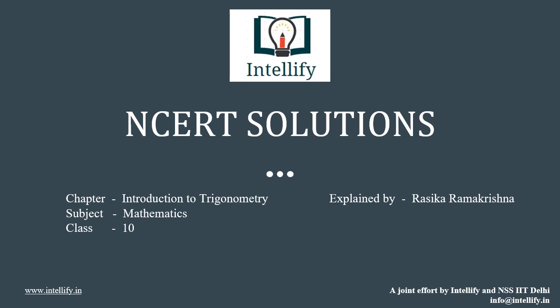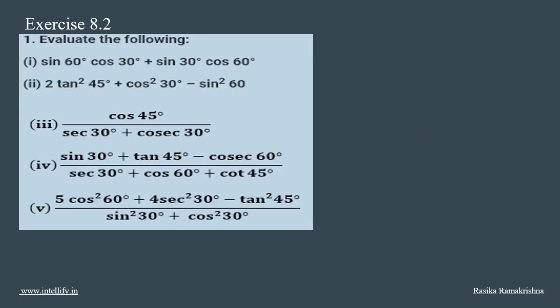Today we're going to be doing a few questions in the chapter Introduction to Trigonometry of Class 10. Exercise 8.2, question number 1. Evaluate the following. This question has 5 subdivisions, and since we know the basic trigonometric ratios of 30, 60, 45, we have got to use these to evaluate these questions.